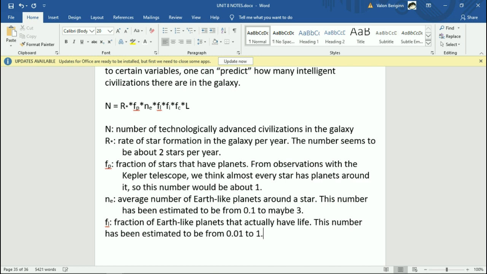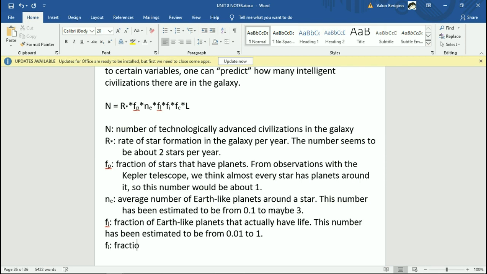Because again, the idea is that if you have a planet like the Earth, you're almost guaranteed to have some life, right? So especially if you've narrowed down NE so that your NE number is small, then it makes sense that this number could be even close to 100%. So yeah. The next two though are complete unknowns.